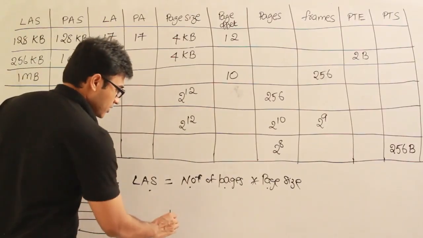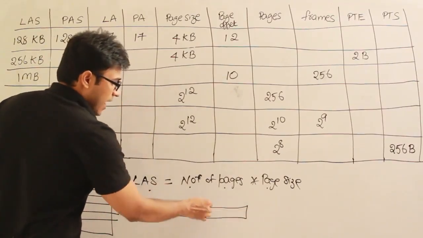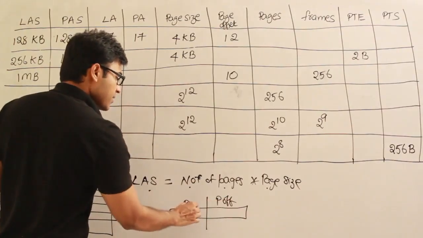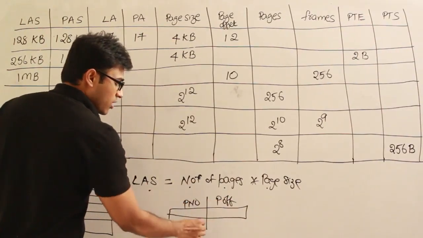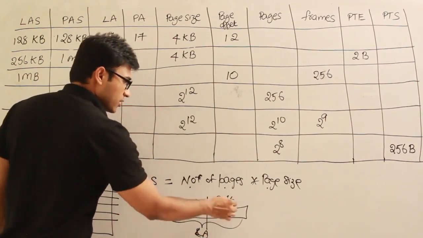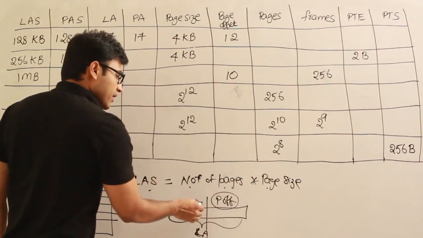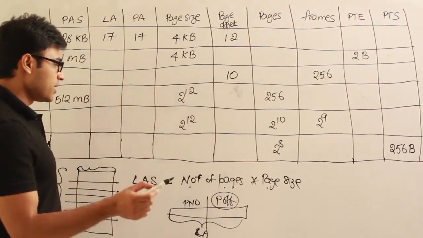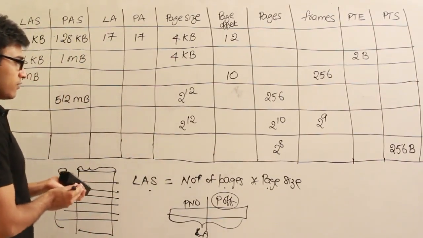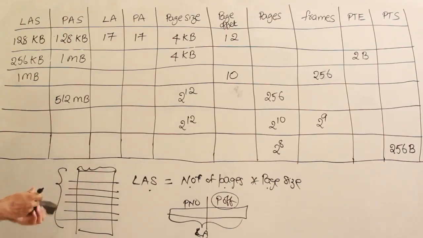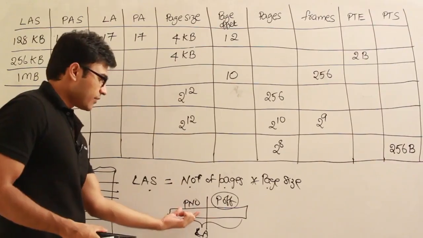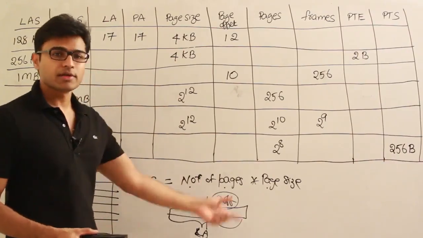Why? If you observe the logical address, I have written it like this. I divide it into two parts: one is page offset and the other is page number. And here you already know this is the logical address. So from the logical address, if you subtract the page offset, then the remaining bits are going to be the page number. Now if you get the page number bits, from that you can directly find out the number of pages. If these many bits are required to represent a page, then the number of pages will be 2 to the power of that number.